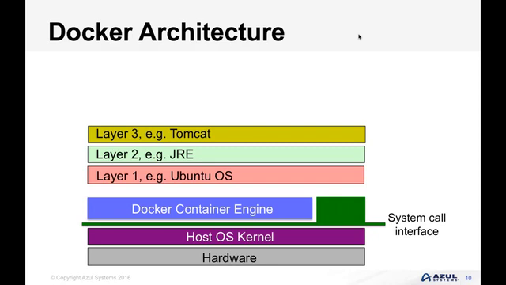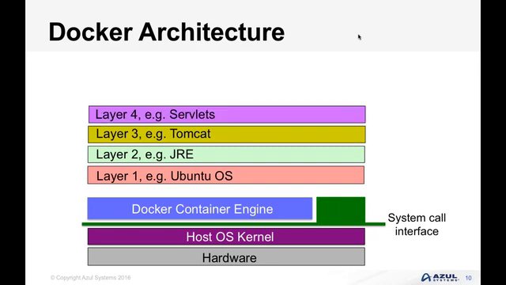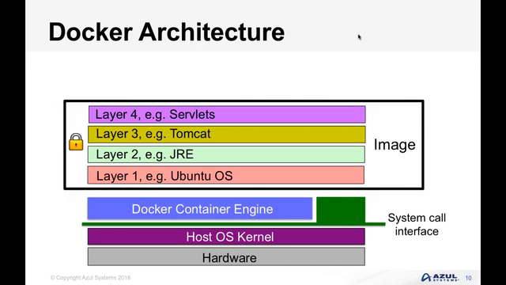So we're going to have an application, or a service, which is being accessed through the web. So we'll use Tomcat as a servlet engine using the JRE on top of the operating system. And then we'll add a fourth layer on top of that, which is going to be the servlets that we require to implement this service. Now, the important thing here is that all of these layers are, in effect, making up our image. And the key thing here is that all of these layers are read-only.